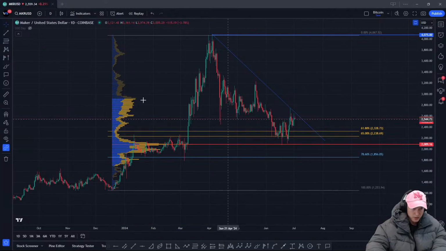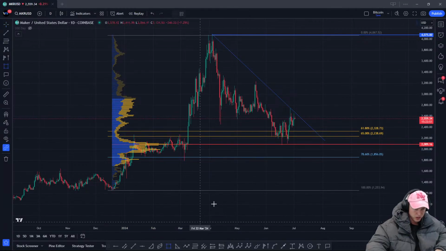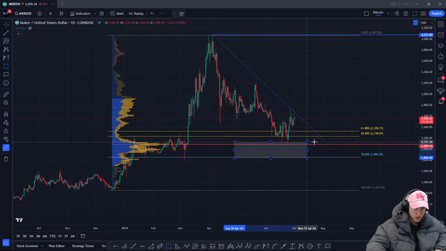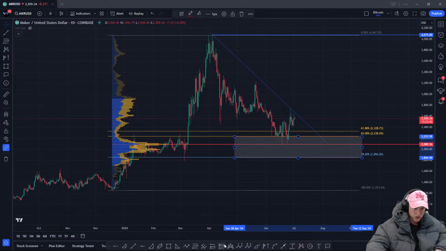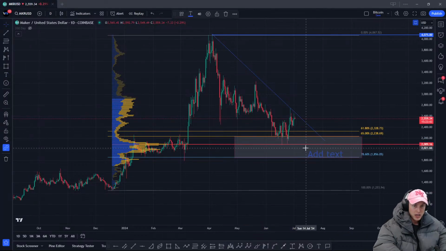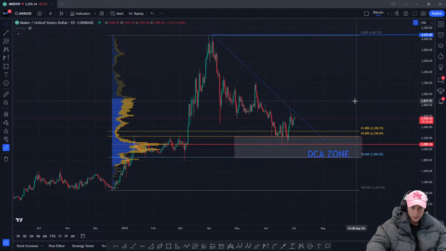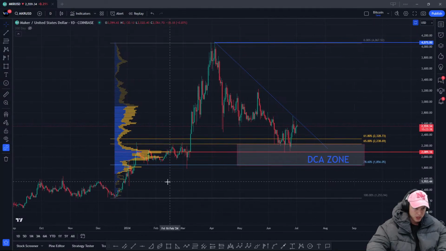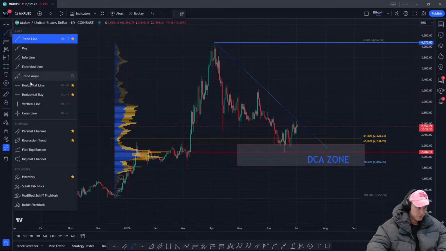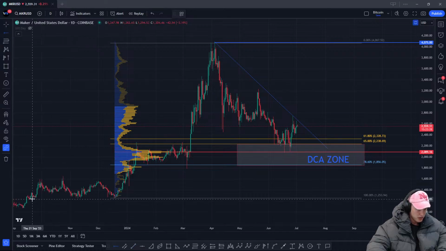In saying that, we can probably say that this is a fairly good accumulation DCA zone between 2,200 and 1,800. I will just make that note if we ever come back to it. DCA zone. But you can see we've had a pretty clean move, yet to have our 786 retracement, which most alts have. So just keep in mind that that retracement can come if the market sees further downside.